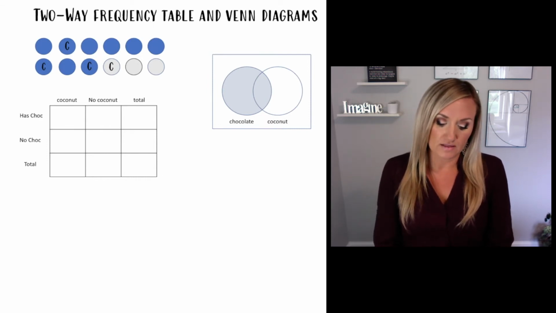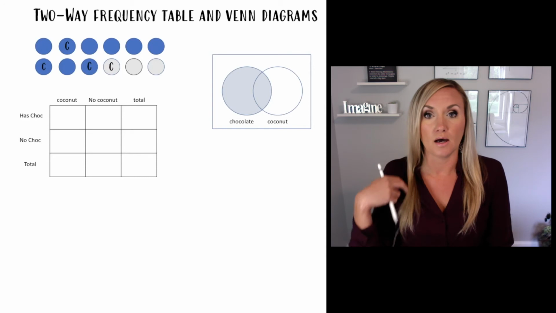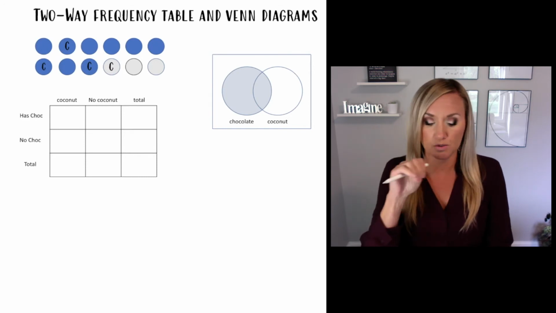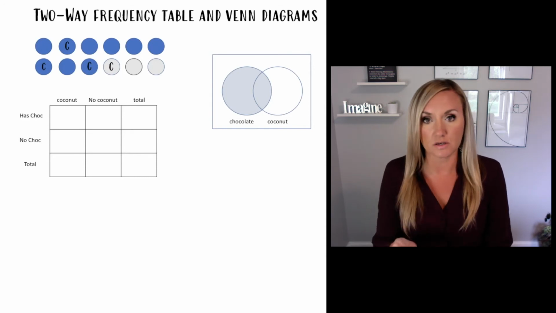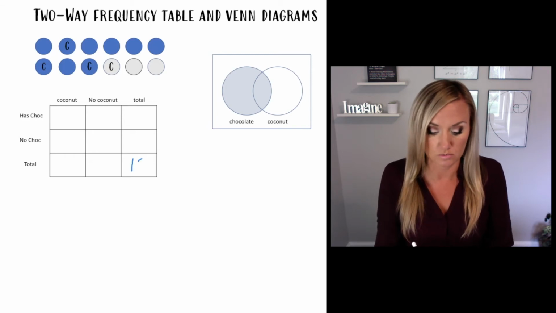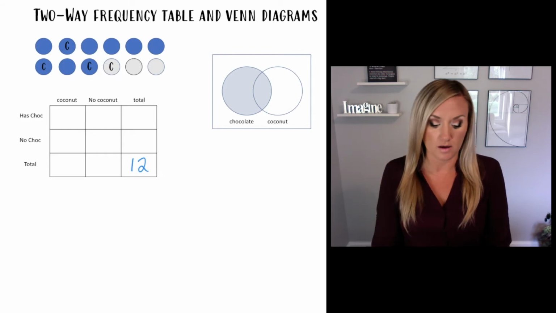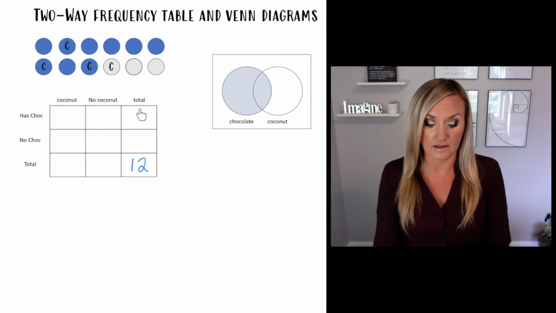The best way that I always describe how to fill out the 2-way frequency table, 2 ways because you're looking at it in 2 different ways, is to kind of start at the total. There are 12 cookies total. 12 total. And then I'm going to look right here at this column, and total is 12, right?